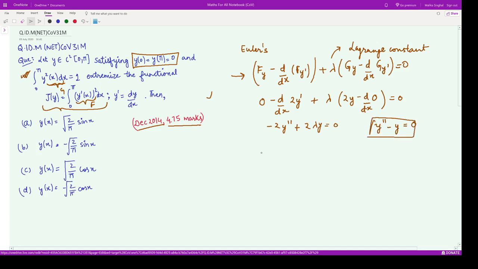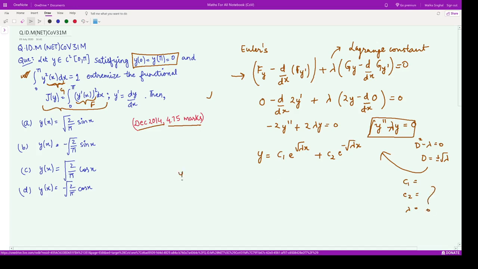So on solving this second order ordinary differential equation, we obtain y is equal to c1 e to the power square root of lambda x, sorry, here we have lambda also, plus c2 e to the power minus square root of lambda x, because if you write this equation in operator form you get D^2 plus lambda is equal to 0 and you have D is equal to plus minus square root of lambda. So this is the extremal. Now we have to calculate the values of these constants c1, c2 and lambda from the given conditions.